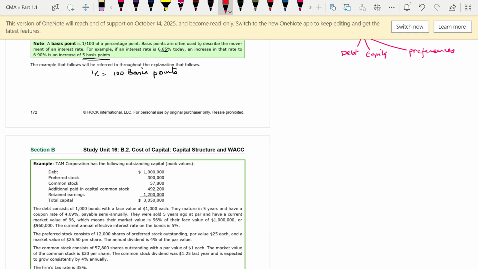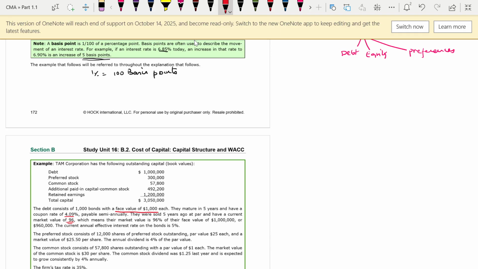The debt consists of bonds with a face value. This is the face value. How much is it? They mature in 5 years and have a coupon rate. See this coupon rate, payable semi-annually. They were sold 5 years ago at par and have a current value of how much?